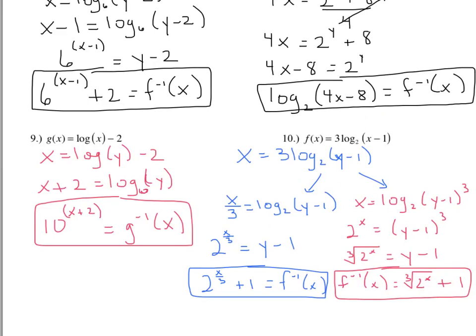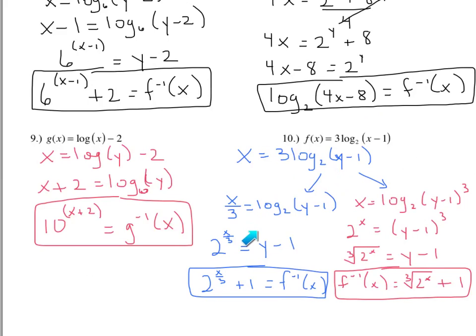And then for number 10, I did two separate paths. I switched x and y, so I did the first step that we were supposed to. And then from there I did two different paths, and depending on what you did first, you could end up with what looks like different answers, but they are exactly the same.